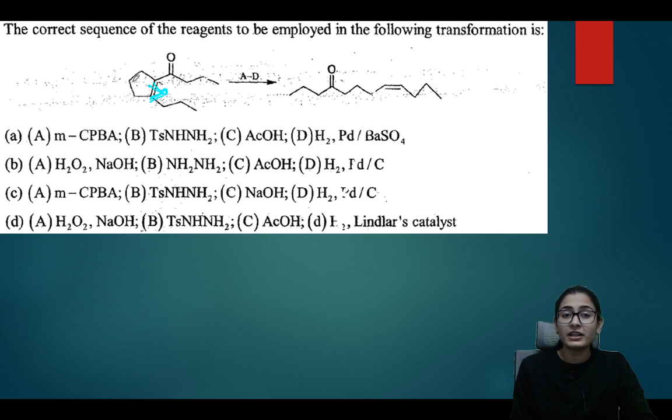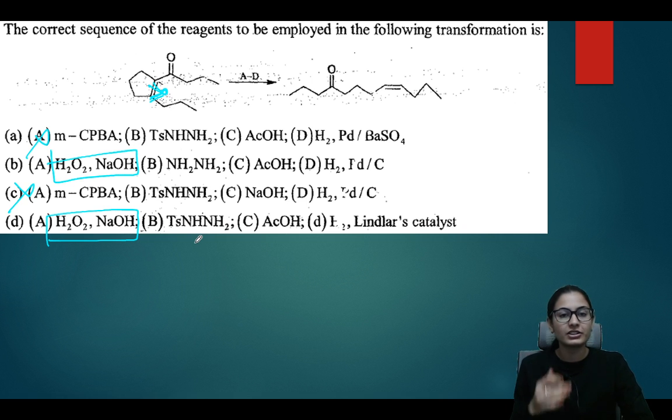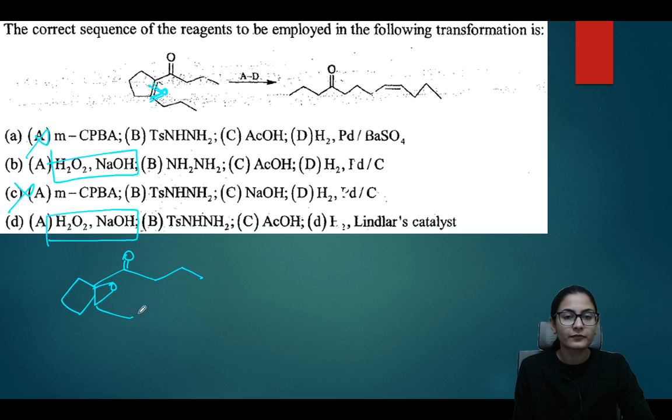Since it is an alpha beta unsaturated ketone system, it will not take the per acid oxidation. Not possible. It is only going to take H2O2 and NaOH, because it is the electron deficient alkene system. If that happens, you have this product epoxide. Okay, and then further you have the tosyl hydrazone.